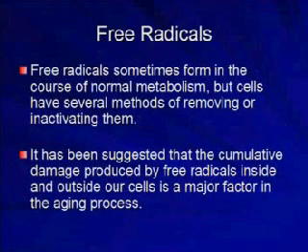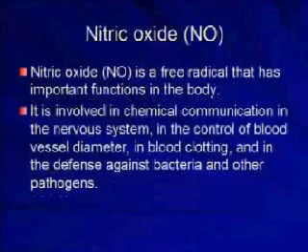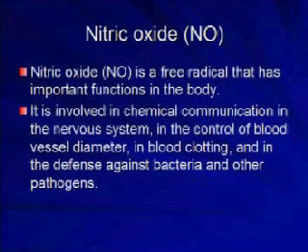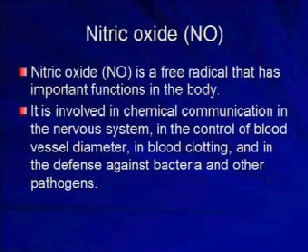Free radicals sometimes form in the course of normal metabolism, but cells have several methods of removing and interacting with them. It has been suggested that the cumulative damage produced by free radicals inside and outside our cells is a major factor in the aging process. Nitric oxide, represented by capital N, capital O, is a free radical that has important functions in the body. It is involved in chemical communication in the nervous system, in the control of blood vessel diameter, blood clotting, and in defense against bacteria and other pathogens.